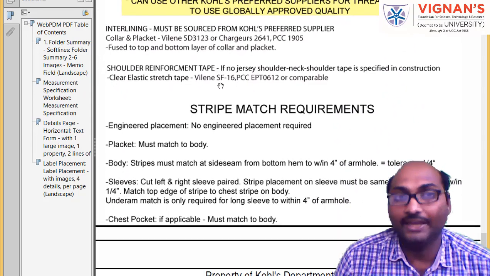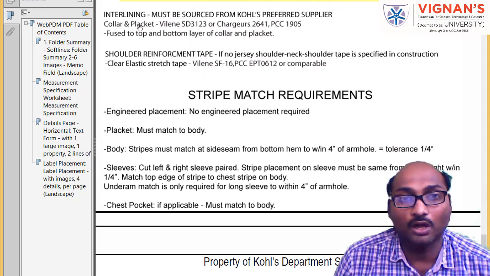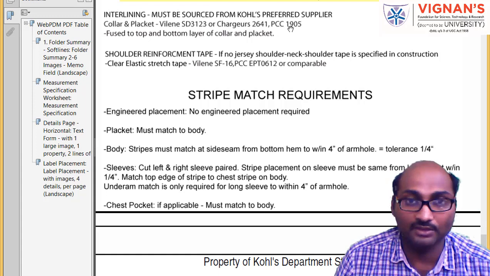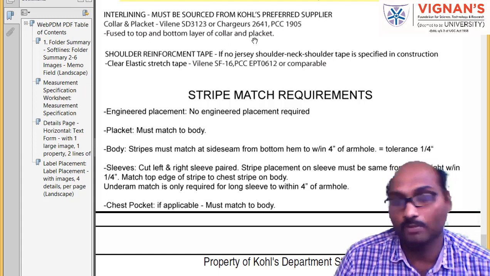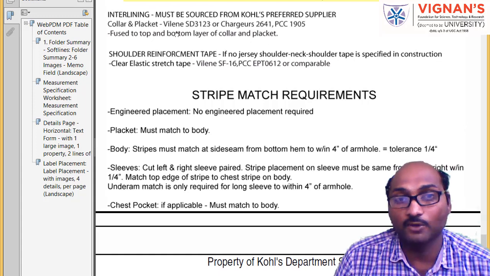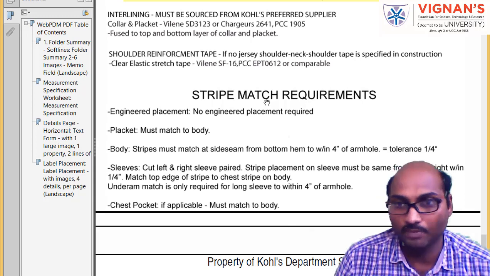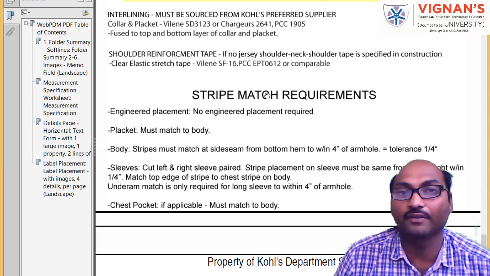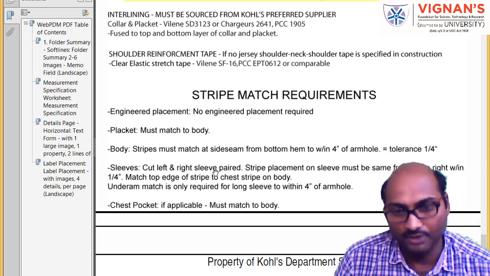Similarly, interlining must be sourced from a nominated supplier. For collar and placket, Willeen SD3123 or Chaugars 2641, these are the manufacturers. PCC 1905 is fused to the top and bottom layer of collar and placket, and shoulder reinforcement tape. No jersey: if no jersey shoulder, neck shoulder tape is specified in construction. Clear elastic stretch tape, Willeen SF16, are compatible. Stripe match requirements: body, sleeves, chest pocket.